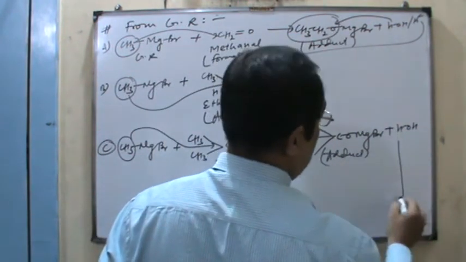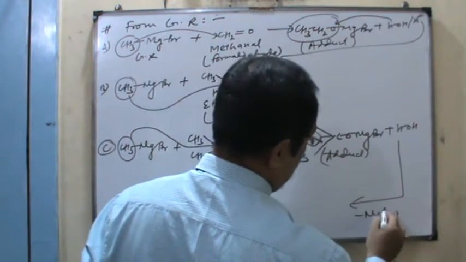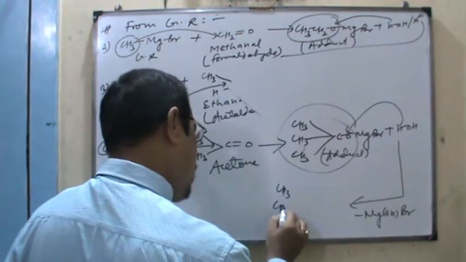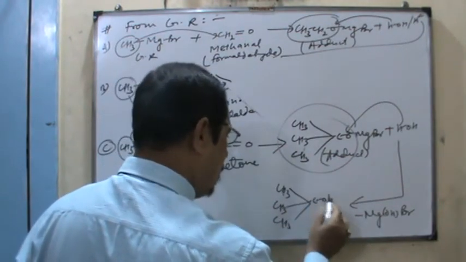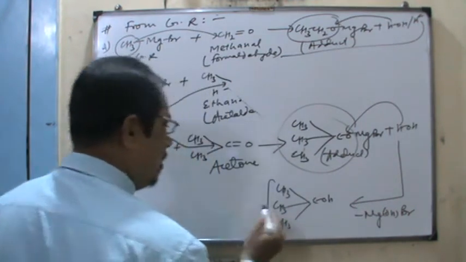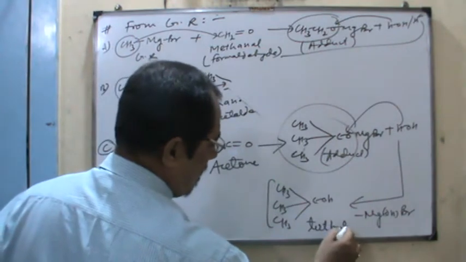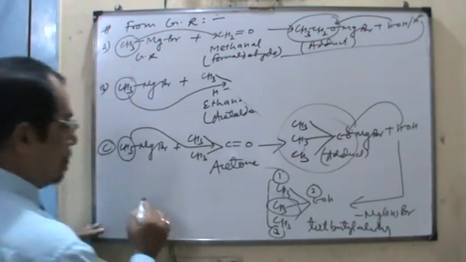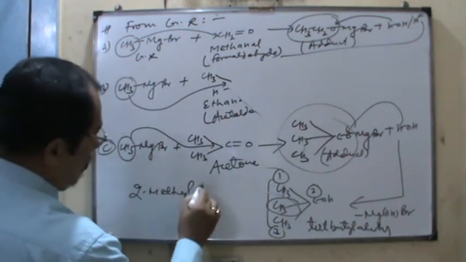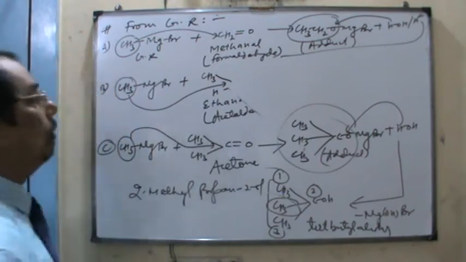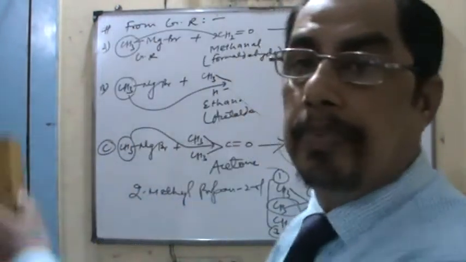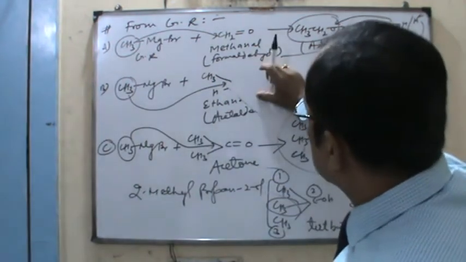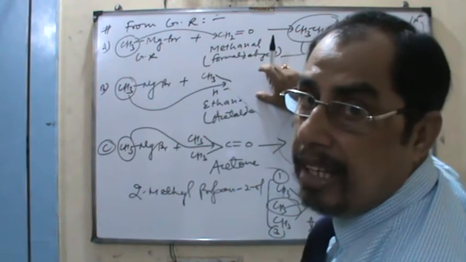Further hydrolysis with water. Then it forms MgOHBr, and this H will be here. Then it forms, what is this? Tertiary butyl alcohol. Write back the name. This is the 1, this is the 2, or this could be 3. What is that? 2-methylpropan-2-ol. From the Grignard reagent, you remember, for 1-degree alcohol, formaldehyde; for 2-degree alcohol, any aldehyde other than formaldehyde; and for 3-degree alcohol we take ketone.